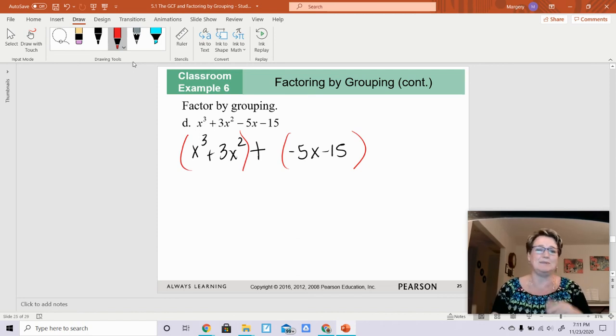Always put a plus sign in the middle. I promise you it's helpful. These two here share an x squared. So factor an x squared. Remember, you're taking out, it's a reversal of check your answers.